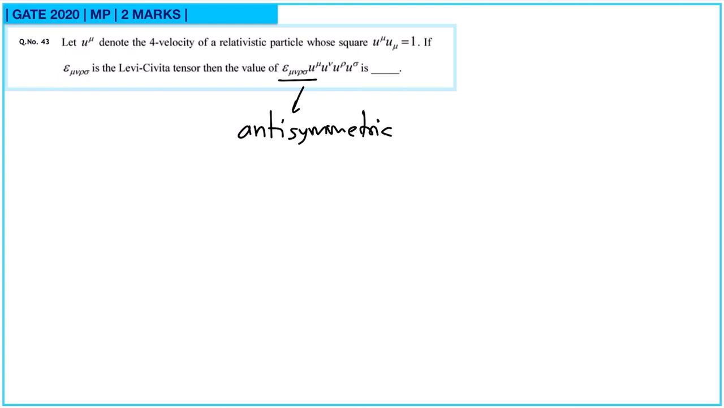Antisymmetric tensor means if any of the two indices are swapped, then it changes its sign, and if any of the two indices here are equal, then it vanishes. So it is antisymmetric. And this forward velocity vector is symmetric. So now this cannot be matched with the antisymmetric structure of Levi-Civita tensor. So this multiplication has to be equal to 0. And the answer in the answer key is 0 to 0.